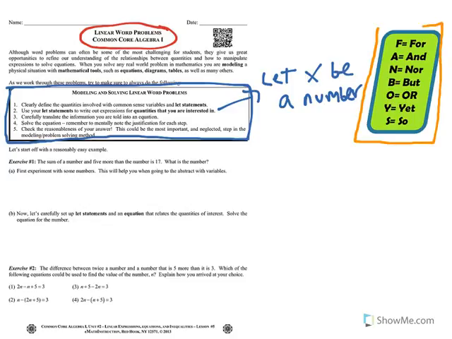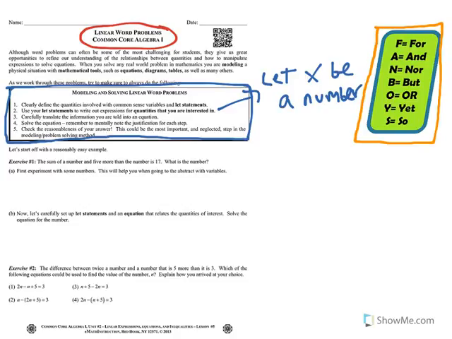So here's the FANBOYS acronym to help us remember conjunctions. Conjunctions are words like for, and, nor, but, or, yet, so. And those are really important in tying sentences together. If you think about a conjunction, it holds two sentences together. And that's really important when we're translating from English to algebra.